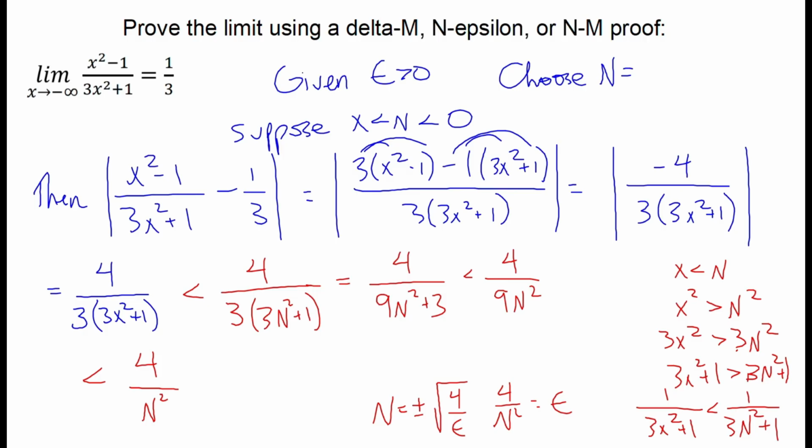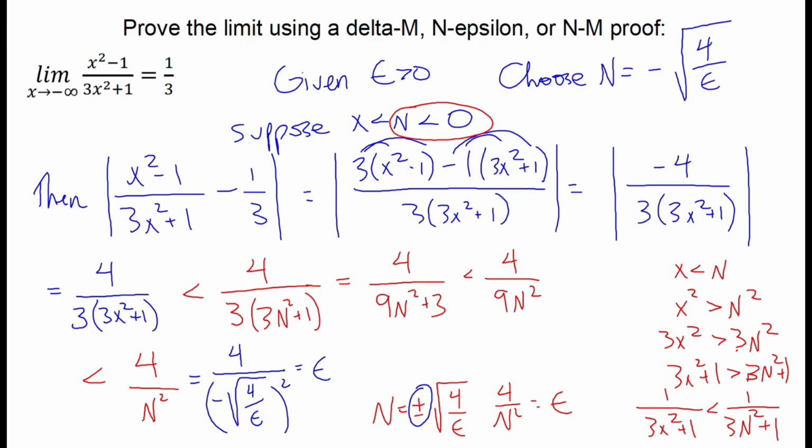Well, then we have to think about which one of those we want to choose. And we said up at the top that n must be less than 0, which means we need to choose the negative square root down here. We cannot choose the positive square root. We'll choose the negative square root. So this should now be equal to 4 over negative root 4 over epsilon squared, which is just epsilon. And so our choice for n should be negative square root of 4 over epsilon.